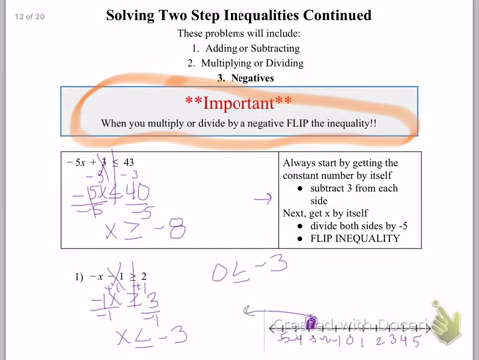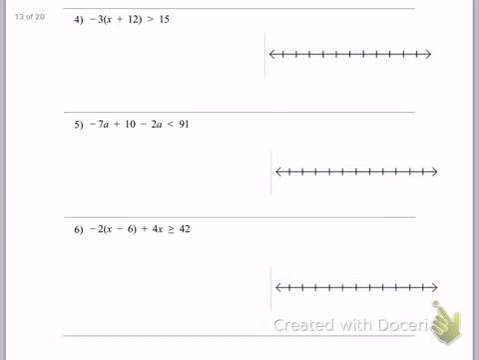As time goes on, I'm going to kind of shorten the explanation on graphing them on a number line because hopefully you guys have the hang of it. If you do not, please let one of us know and we can definitely help you out. So let's go on to our next examples.